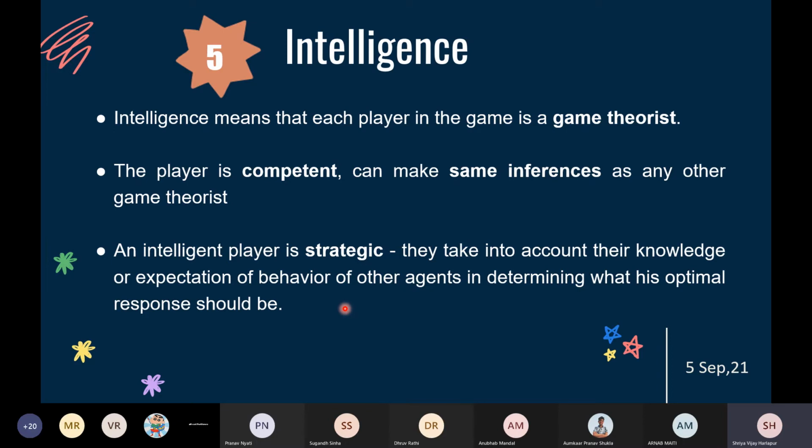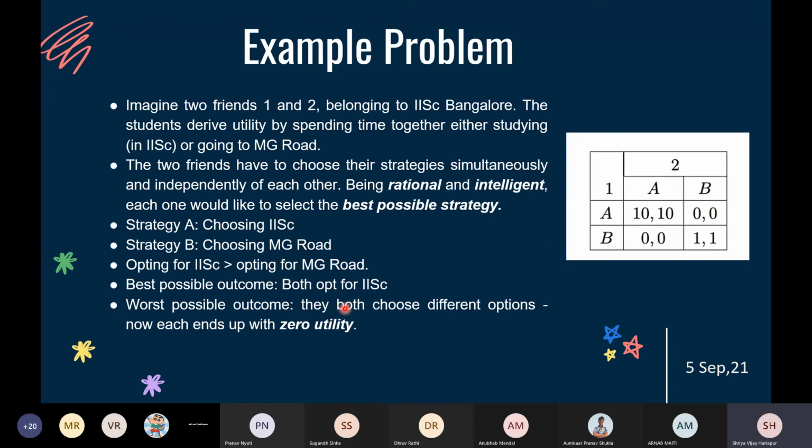I know that these definitions might have been kind of vague, but I'll come to an example problem and hopefully this will sort it out.